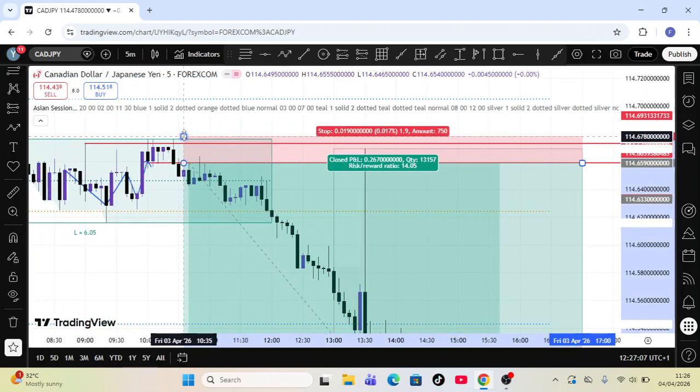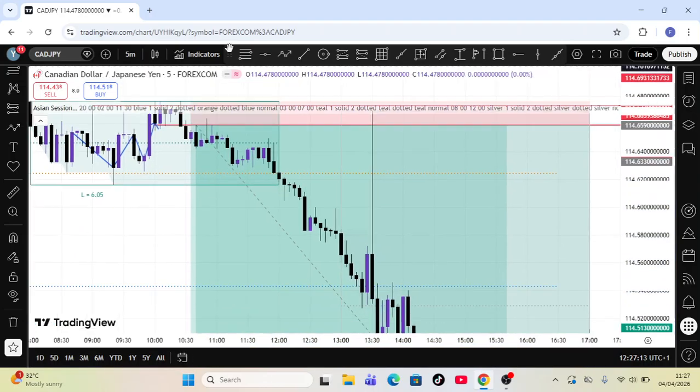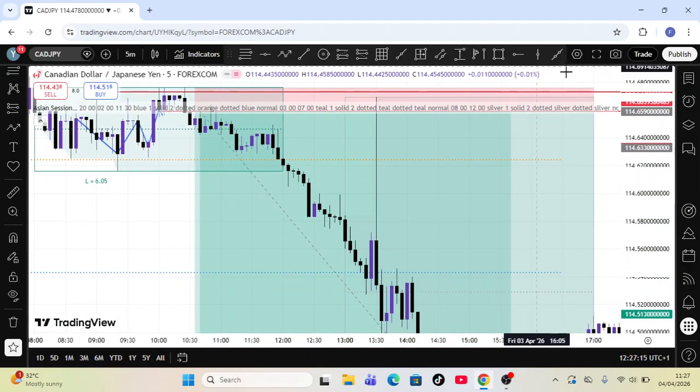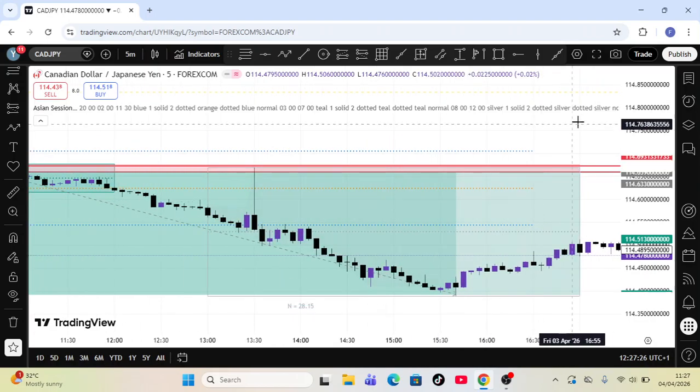I was able to get it. 1 is to 1.5. And you can see, 1 is to what? 1.5. Simple trade. 1 is to 1.5. Simple trade like that. Just using my simple strategy.